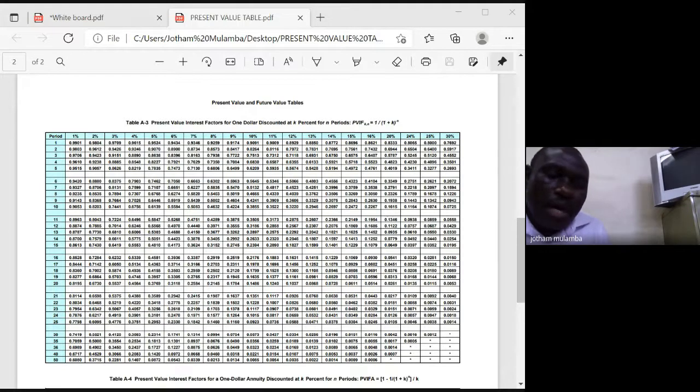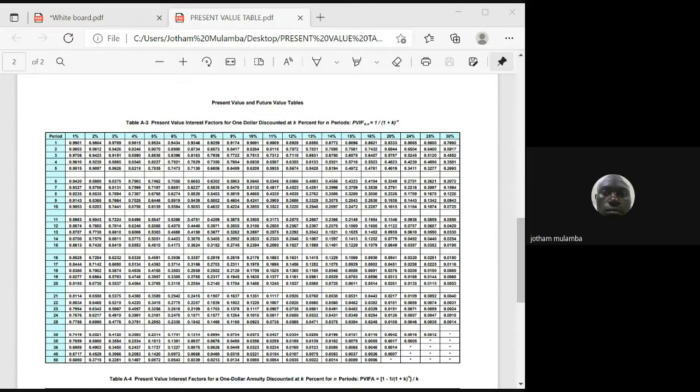Then now power 1. You have done that. Yes. What figure have you gotten? 0.8403. But let's use 4 decimal places. So it will be 0.8403.